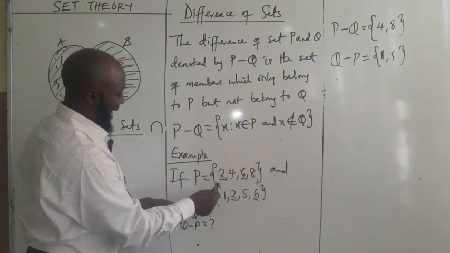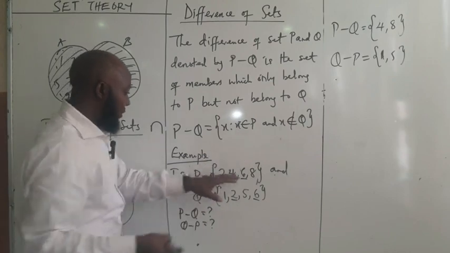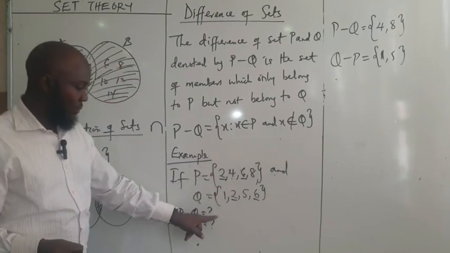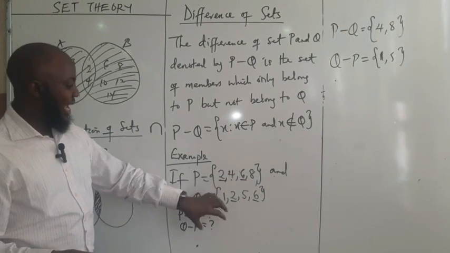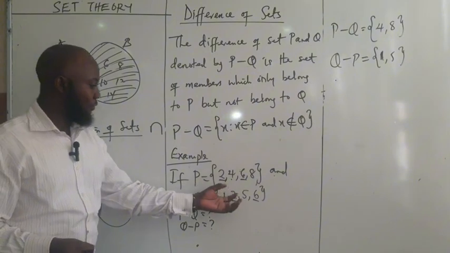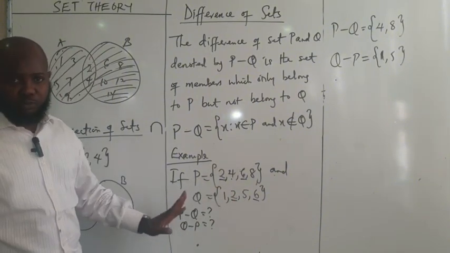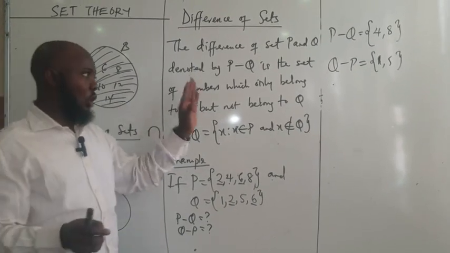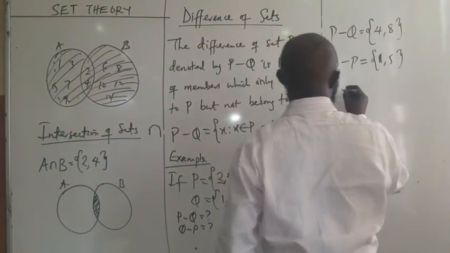So what we are saying in essence is that when you are saying P minus Q, just remove the elements that you can find in Q from P. The remaining you have left will be the value of P minus Q. Then Q minus P is that you are removing the elements you can find in P from Q. Whatever you have left is the value of Q minus P. I hope this is very clear. So that is what refers to as difference of set.